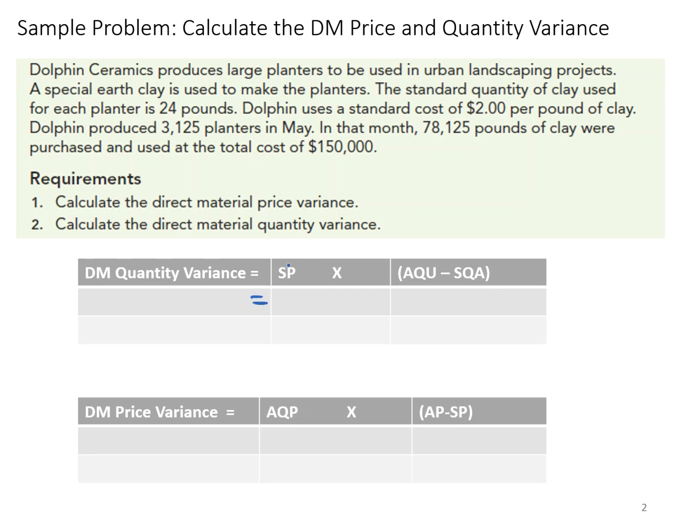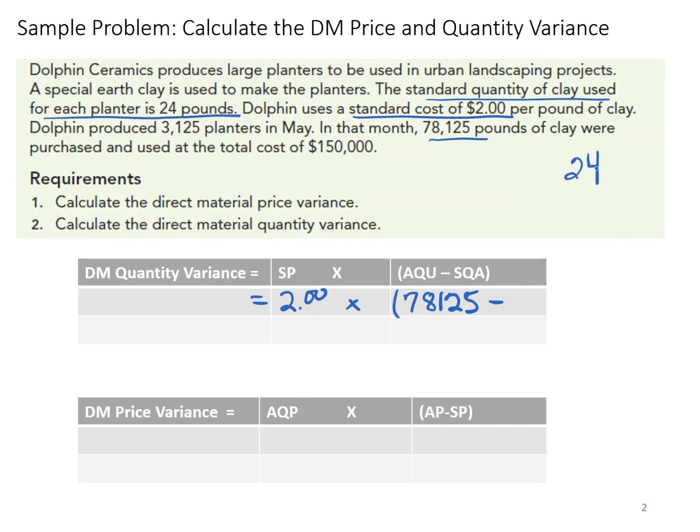So we do know that the standard price, the standard cost per pound of clay is $2. And we want to multiply that times the actual quantity, which we are told was 78,125 pounds, and subtract that from the standard quantity. Well, we're not exactly given the standard quantity here, but we can easily calculate it because the standard quantity of clay used for each planter is 24 pounds.